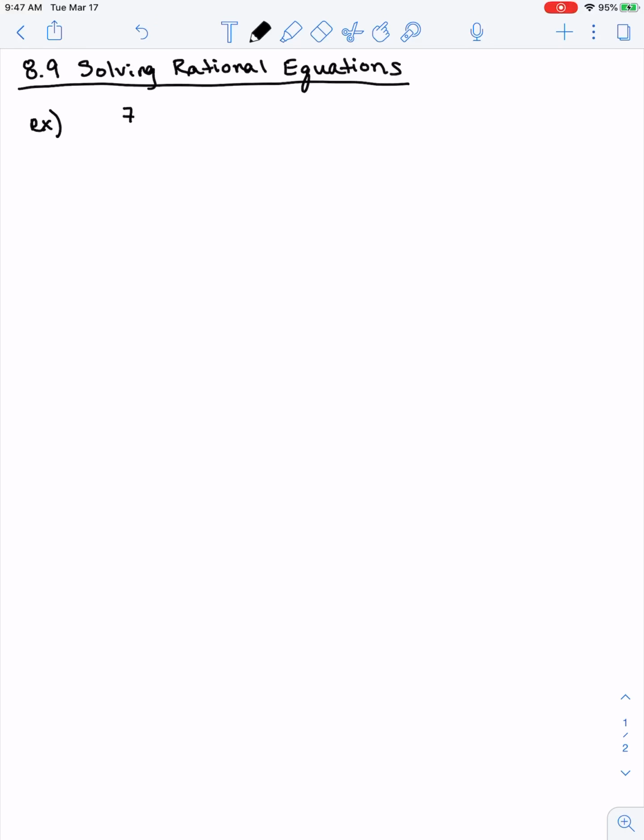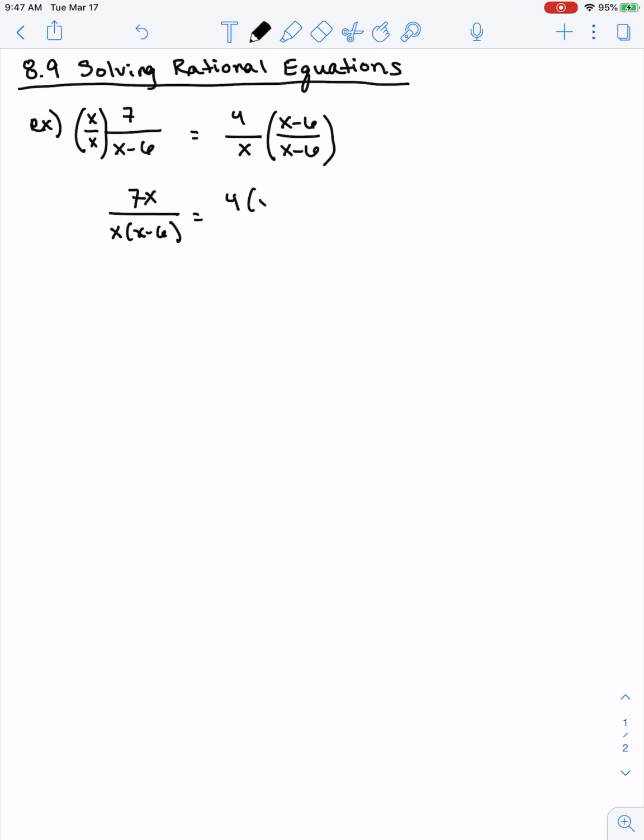If we have 7 over the quantity x minus 6 is equal to 4 over x, if we see this side is missing x minus 6, and this side is missing x, what you will end up with is a 7x over x times the quantity x minus 6 all over 4 times the quantity x minus 6 all over that same common denominator of x minus 6.